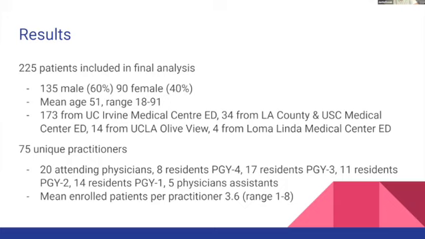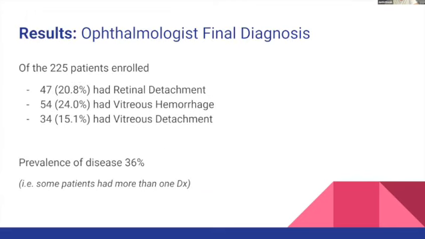But they did put a limit on the amount, because in some of the other studies you have 1 or 2 of the practitioners who did way more scans than some of the other residents, for instance. So you can only do a maximum of 8 scans. So just to review, the ophthalmologist final diagnosis: 47 had retinal detachment, 54 had vitreous hemorrhage, 34 had vitreous detachment. And the prevalence of disease overall was 36%. So if you do the math, at least some of the patients had more than one diagnosis.